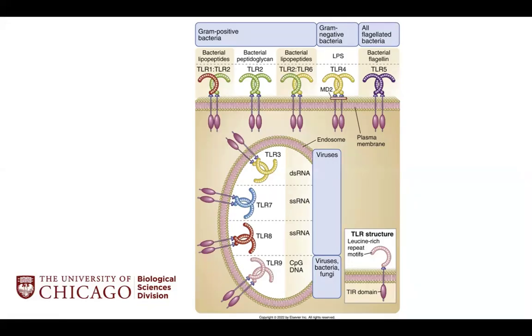And I think there are some properties of these that are important to remember. So one, I think it's important to remember which are on the outside of the cell and which are found on endosomes of the cell. And if you can start to remember what each toll-like receptor actually recognizes, that will help you place it either on the outside of the cell or the inside of the cell.